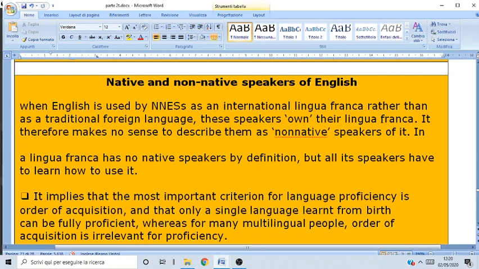And so there's no sense to describe them as non-native speakers. They are speakers. Well, they're speaking it, at least. Because remember that a lingua franca has no native speakers. It's a lingua franca. And so all speakers are learning how to use it.